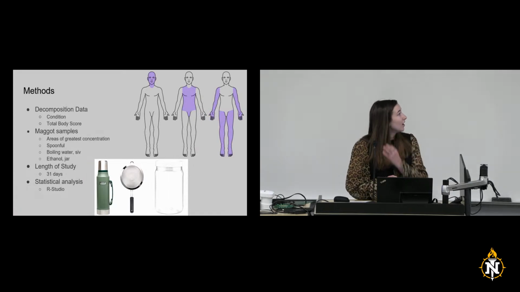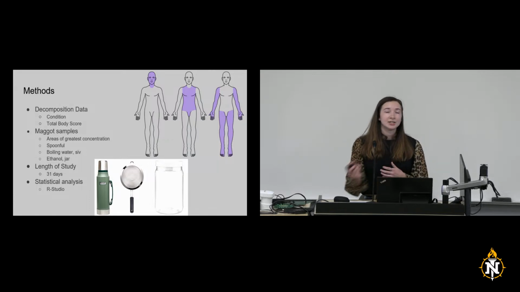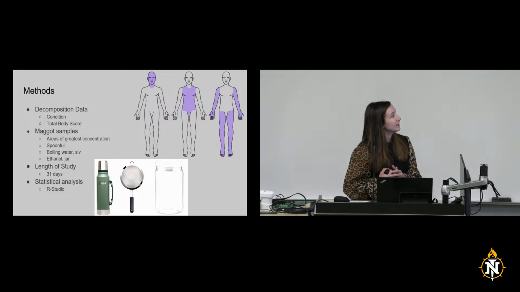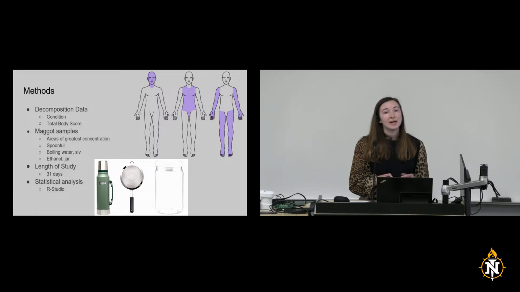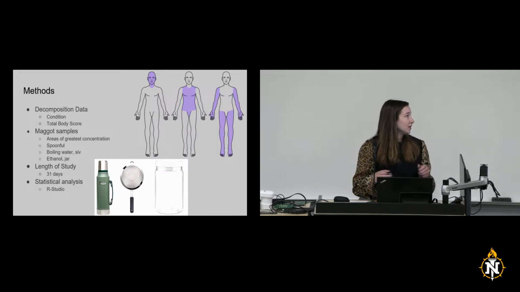So our methods, we did decomposition data, so we took notes of the condition of each donor every day, and then we total body scored them, which is just assigning them a rating on how they looked each day, and it's split up into categories, like the head, the torso, and the limbs. And then we took maggot samples, which we chose by the areas of greatest concentration each day we went out. Then we took a spoon and scooped them up into a strainer, poured some boiling water on them, and then sprayed them with ethanol to rinse them off.